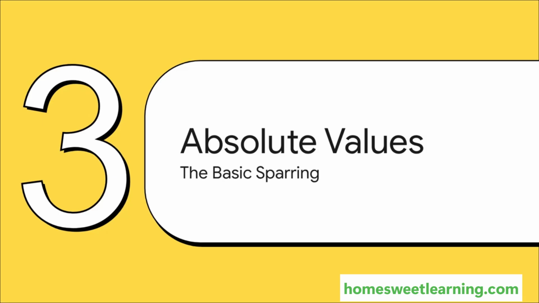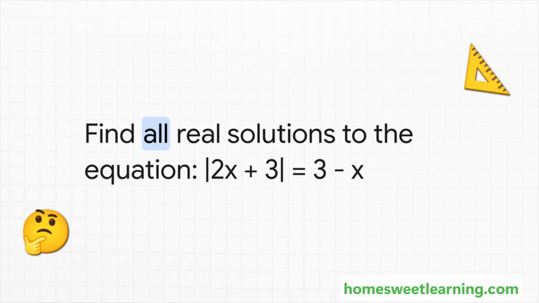Section 3. Conquering absolute values, the basic sparring. Let's look at an equation straight from our source material. The absolute value of 2x plus 3 equals 3 minus x. Now, those absolute value brackets, that's our source of uncertainty. Why? Because the expression inside, 2x plus 3, well, it could naturally be positive, it could be exactly 0, or it could be negative. We honestly can't solve it until we deal with that "it depends" factor.